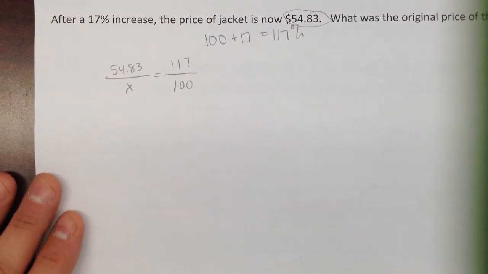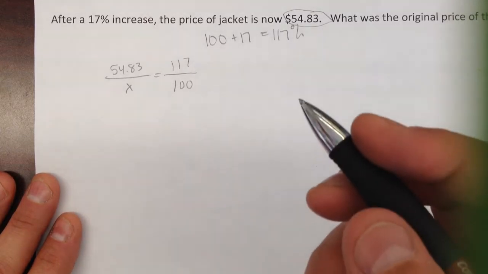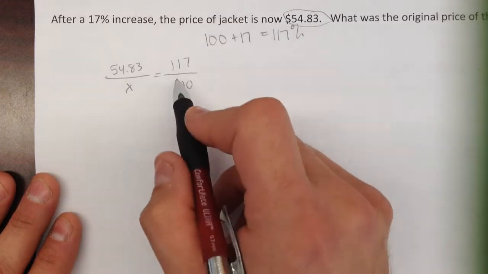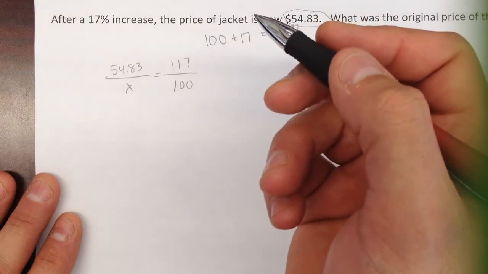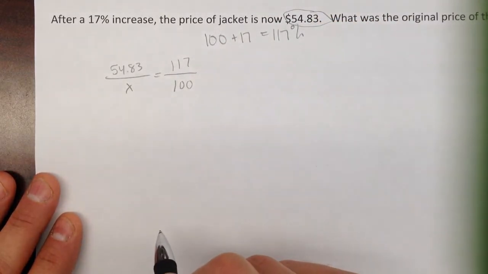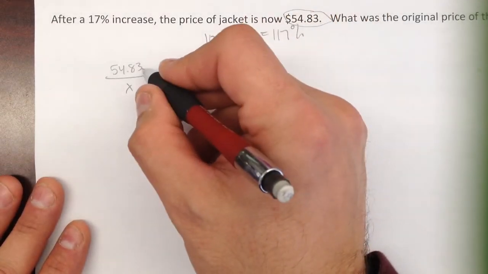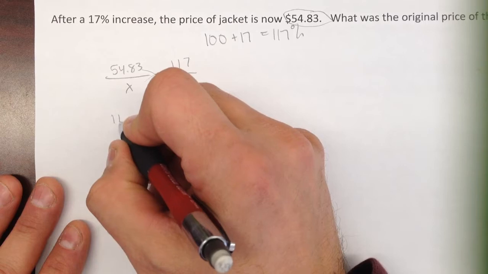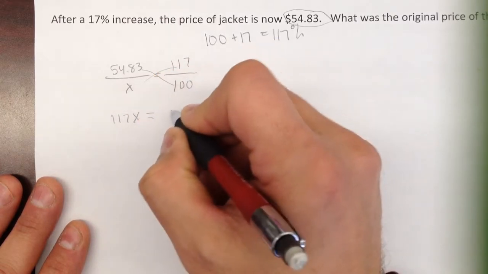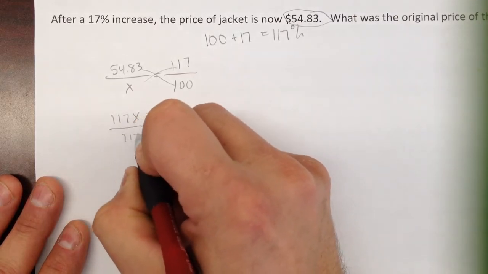Let's see what we've got here. I don't know too many ways to get this to work without dividing. We could cross multiply. This is a tricky one because 117 is not an easy number to work with. I made this problem a little harder on purpose, so let's deal with how hard it is. So let's cross multiply. We get 117x equals 5483, and then we divide by 117.